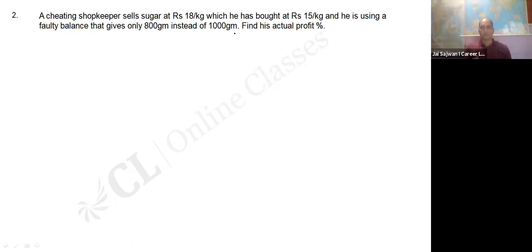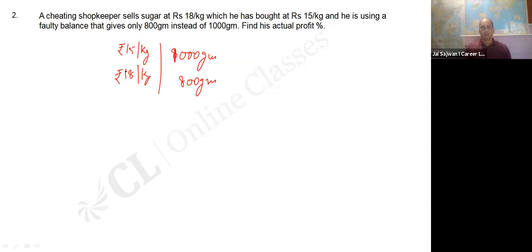What are you doing? You buy something for 15 rupees per kg. You sell it at rupees 18 per kg. You are supposed to sell 1,000 grams, but you give just 800 grams. Consider yourself to be a shopkeeper. It's a profit.